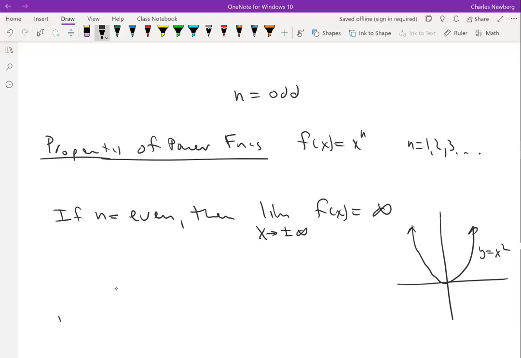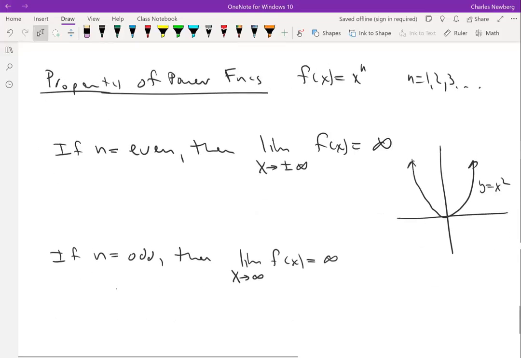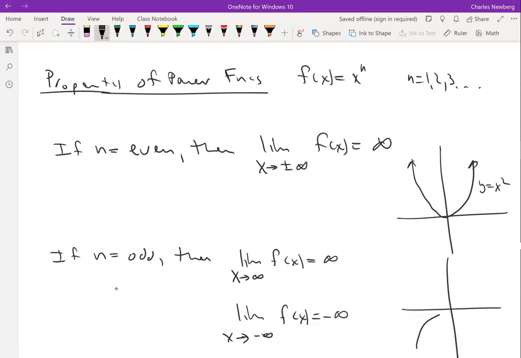And then if n is odd, then the limit as x goes to positive infinity of f of x equals infinity, and the limit as x goes to negative infinity of f of x equals negative infinity. And the one graph that will help you visualize this is y equals x cubed. And we know the bigger and bigger the powers, what really happens is they grow faster, and between -1 and 1, they flatten out more. That's the nature of power functions.